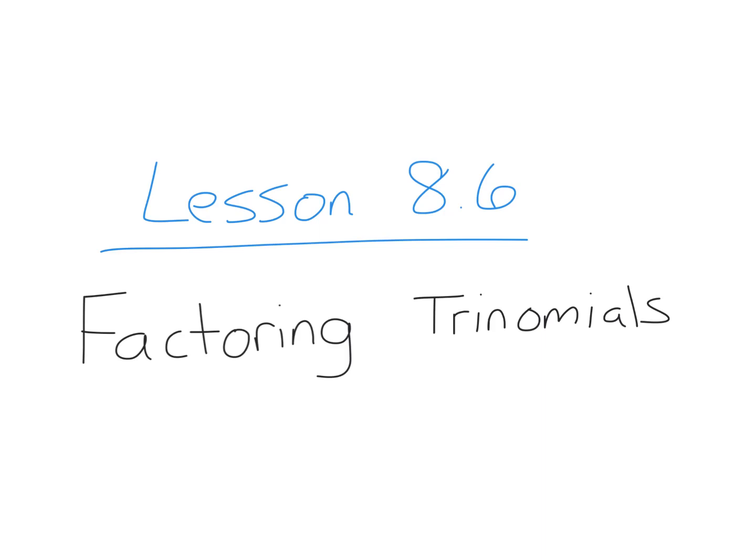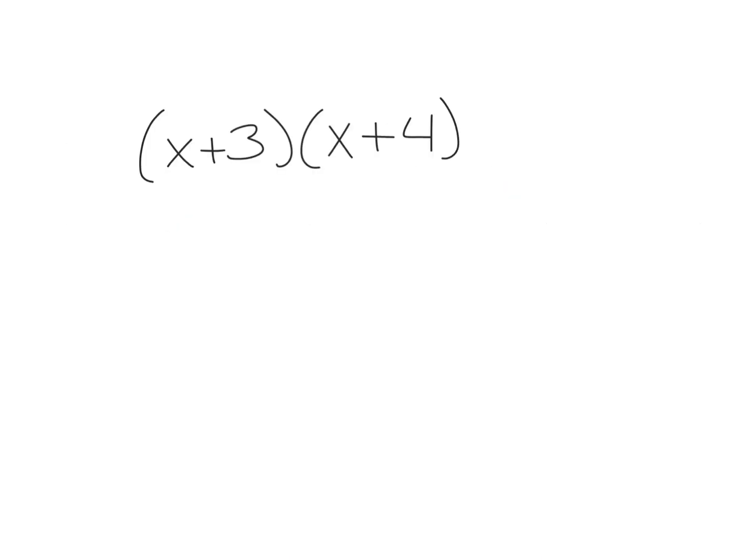Like I said, trinomials, we have three terms and they're quadratic functions. So we have x squared plus x plus some constant number. Okay, so here, how do we know how to solve this when we multiply? What method are we using? FOIL. So let's do it.